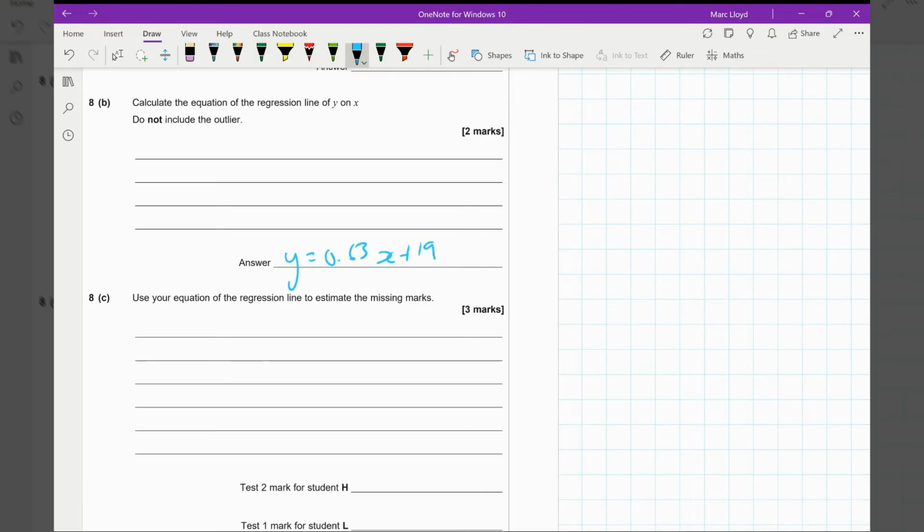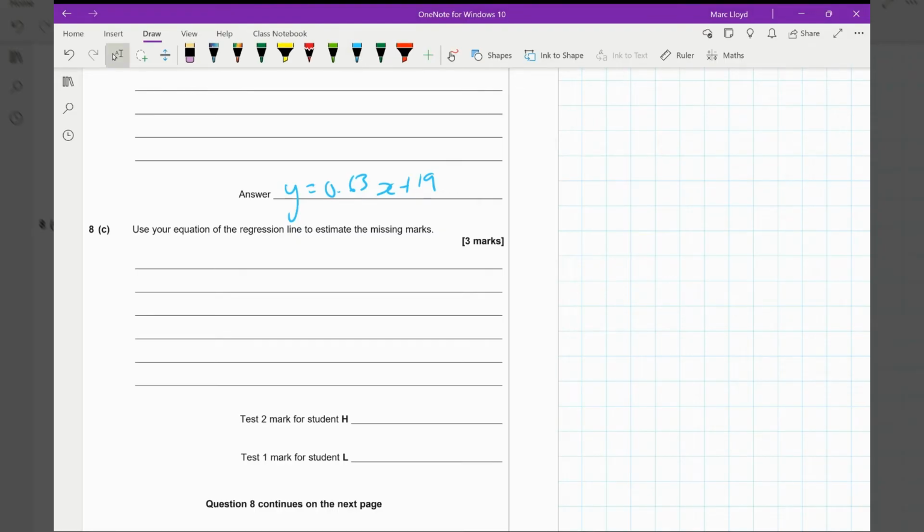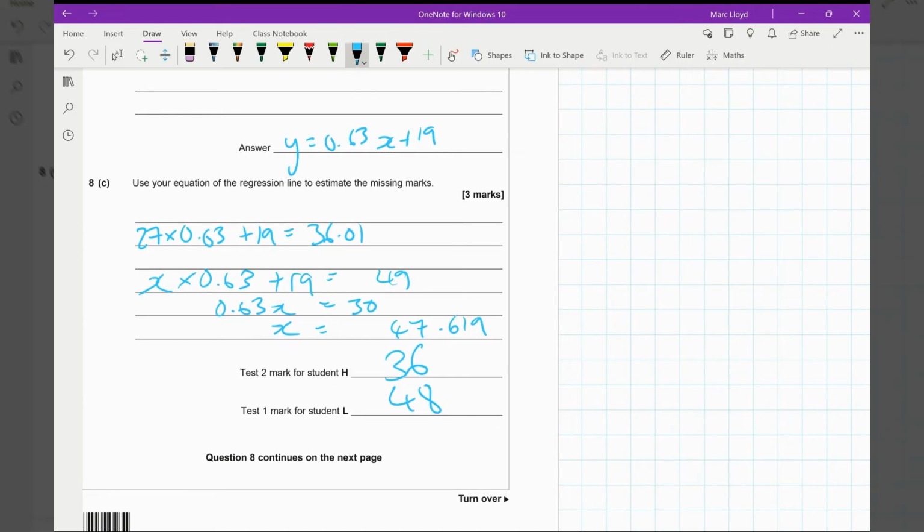And then finally, just to finish this off, we need to estimate those missing marks. Our first one, 27 times by 0.63, and then add the 19 on, gives us 36.01. So that's for student H. They must have got 27 on that first test. And for the other one, x times by 0.63 plus 19 is going to equal 49. So 0.63x will equal 30, and x will equal 30 divided by 0.63, which is 47.619, and that gives us 48 if we round it.